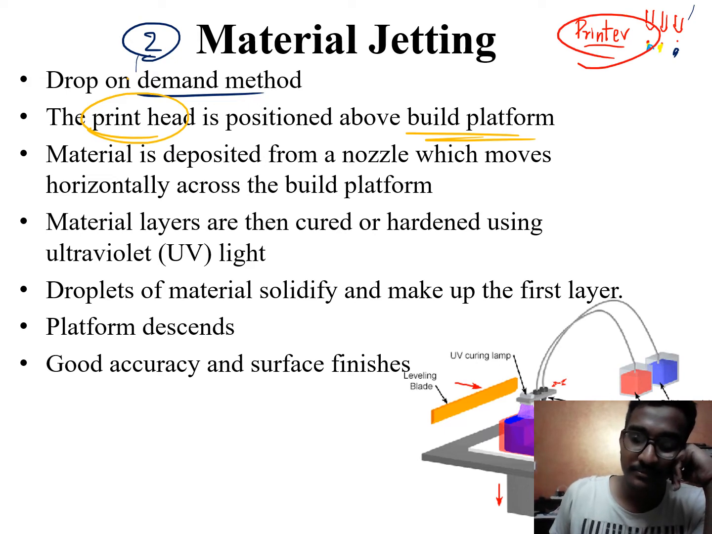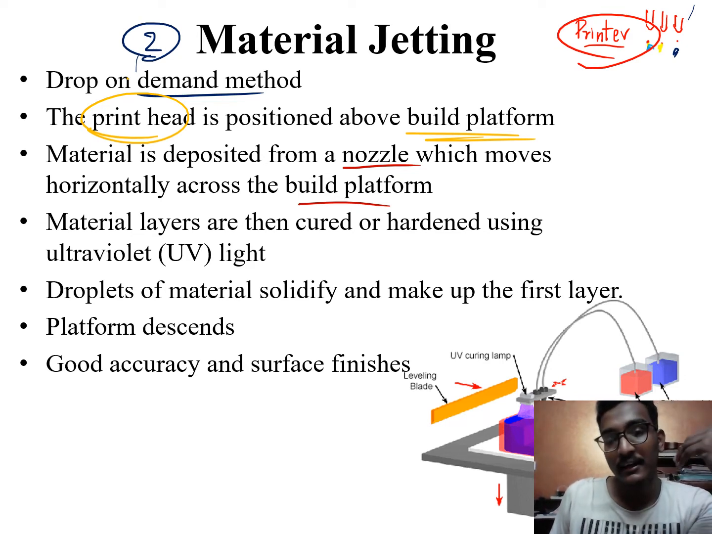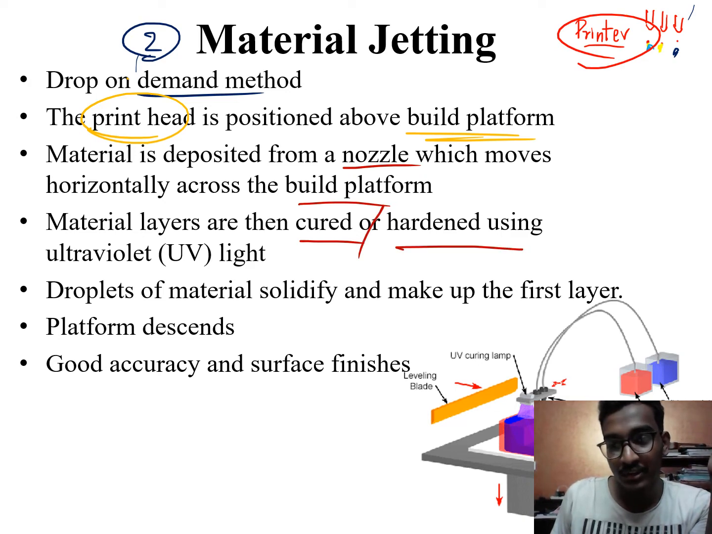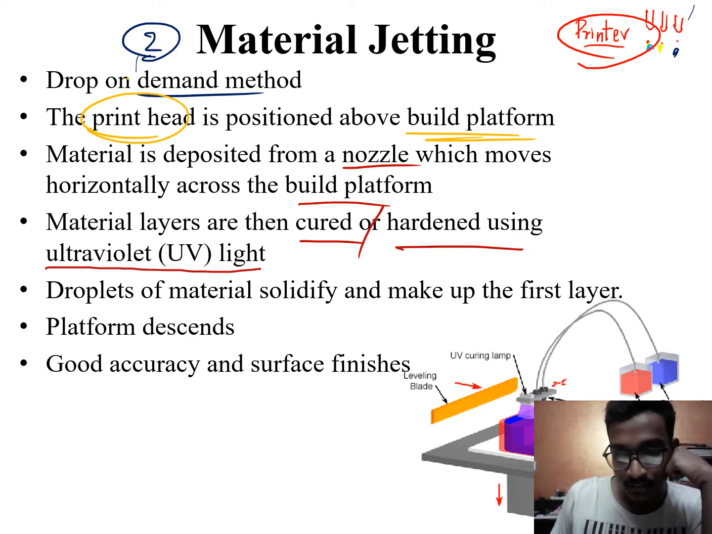So there we go. How does it work? The basic principle here is that the material is deposited from a nozzle, like I told you before, which moves horizontally across the build platform. The material layers are then cured or hardened using ultraviolet light. That's the reason we use the ultraviolet curing lamp here. It helps in hardening.